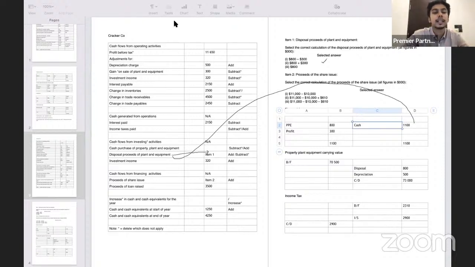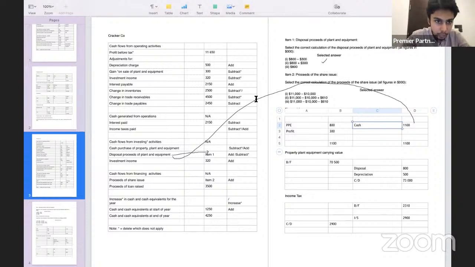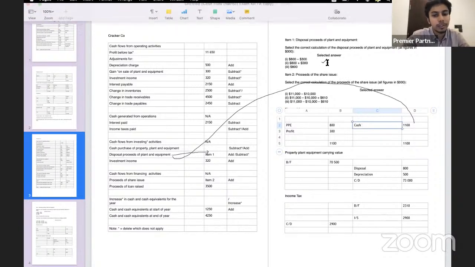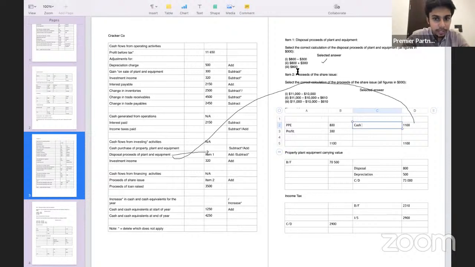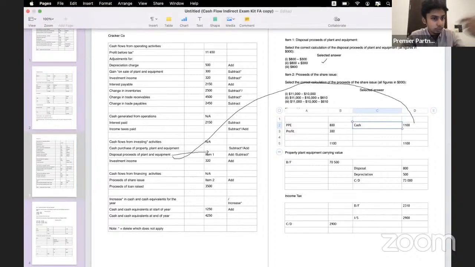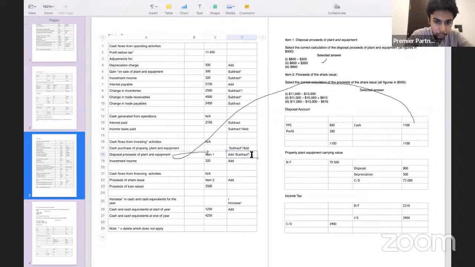The second one is the correct option. So in papers, when they tell you item number 1, you have to select your answer from this part. Once you select it, it will get updated over here. So how did we get 1,100? 800 plus 300. This is the correct option, and when you select it, it will get updated. Disposal means selling, so money comes in. When money comes in, remove the word subtract.